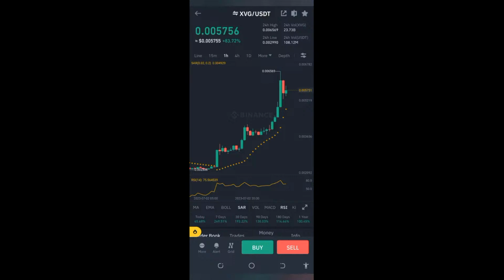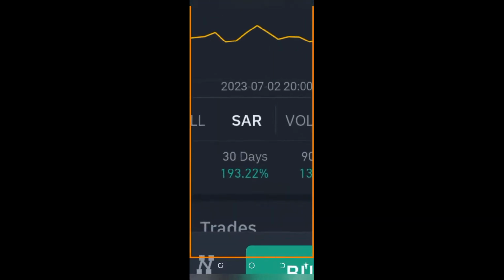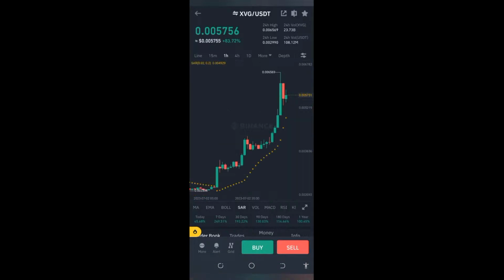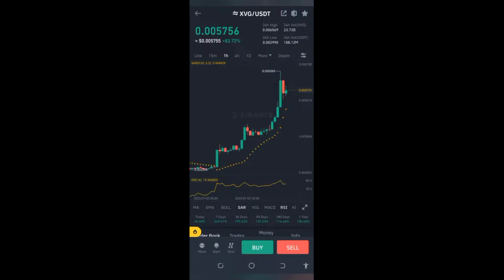Look at it. If I click on SAR and put that off, it's going to go off. But if I put it back on, it's going to come back. If I take off the RSI, it's going to go off. If I click on it again, it's going to show up. These are the things you should be looking at, because these are the things that are going to give you what I call the grace to get these intelligent guesses right.